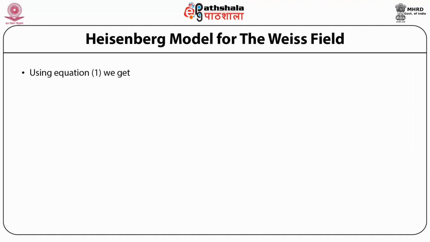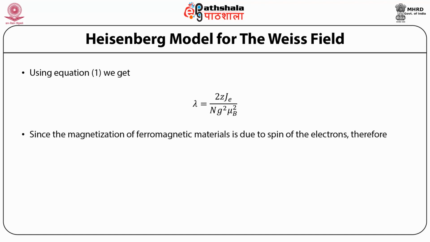Using equation 1, we get lambda comes out to be 2ZJE over n g square mu b square. Since the magnetization of a ferromagnetic material is due to the spin of electrons, this Tc comes out to be 2ZJE S(S+1) over 3 kb.